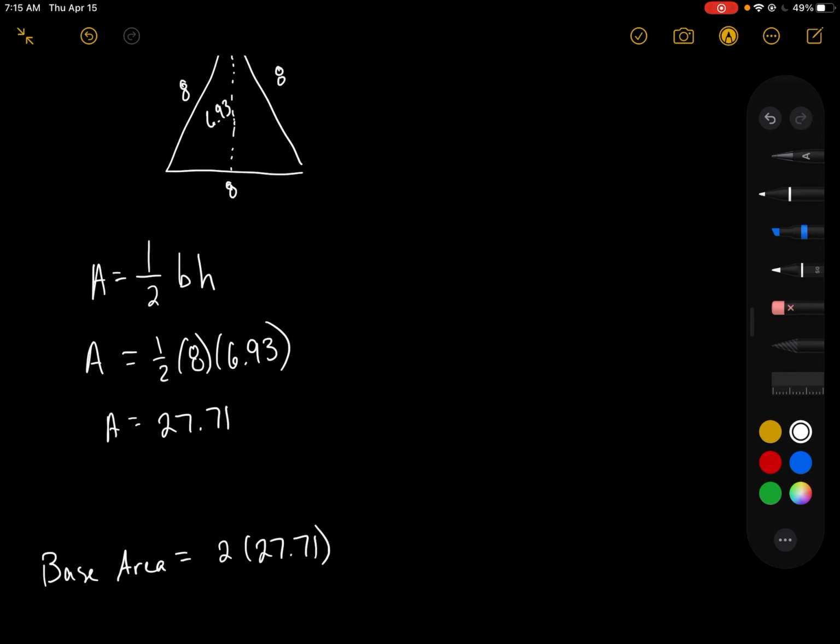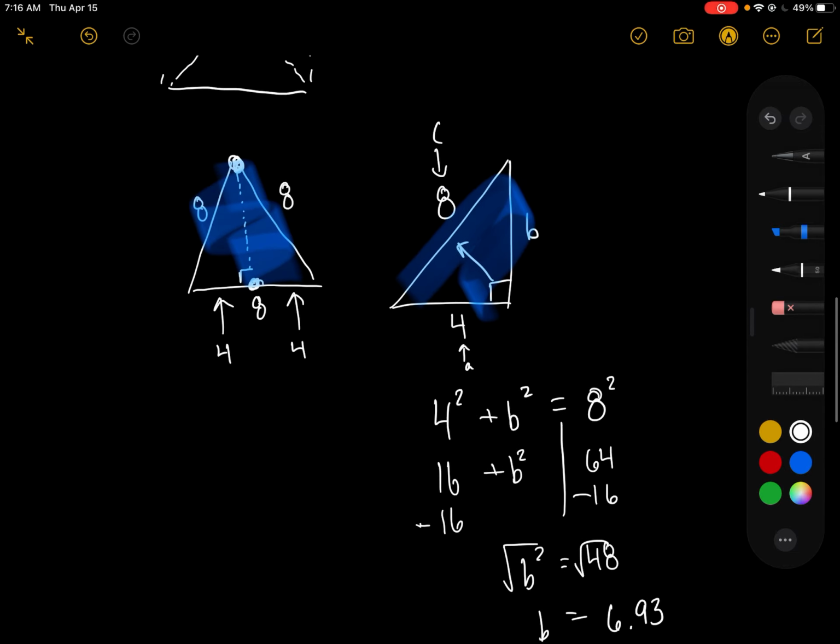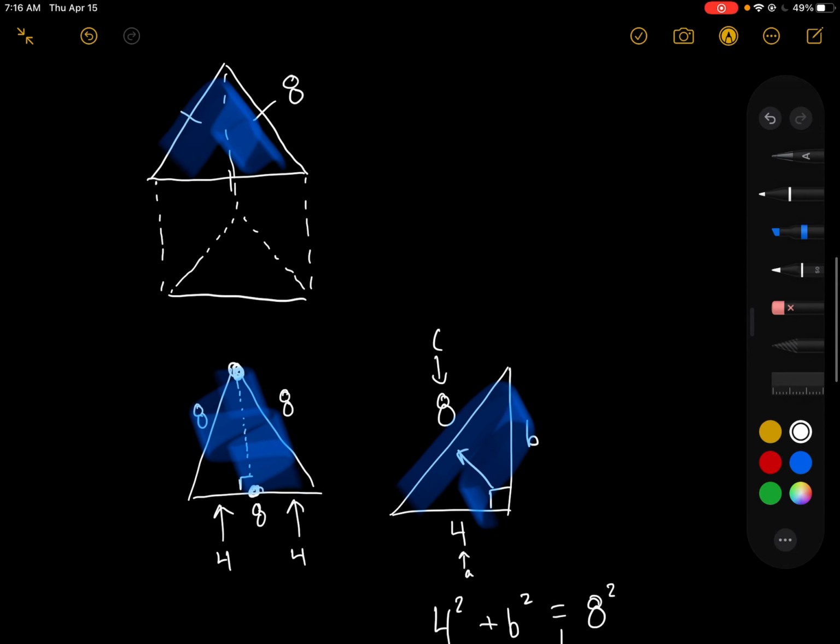So if we're finding our base area, we would just do 2 of those. So 2 times the 27.71, because again, there are 2 of them, a top base and a bottom base. So the total base area of this triangular prism would be 55.43 approximately. And then whatever the unit is squared. So that's the idea here.